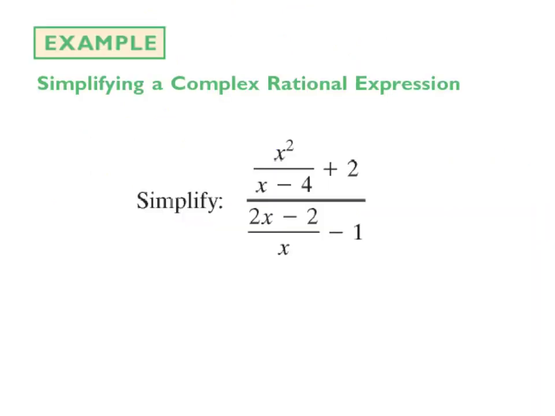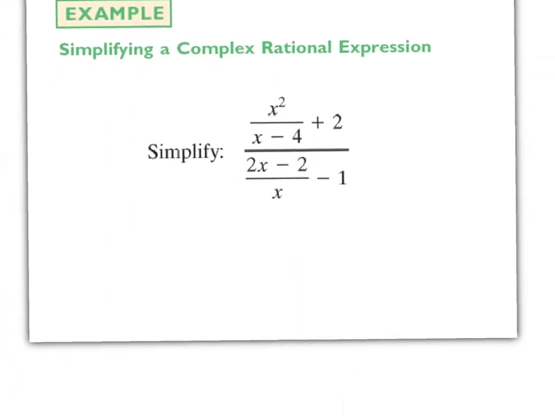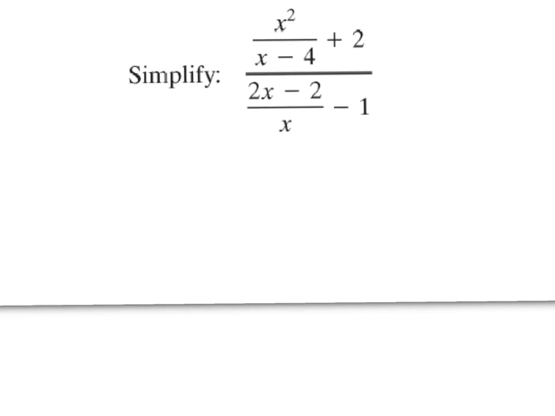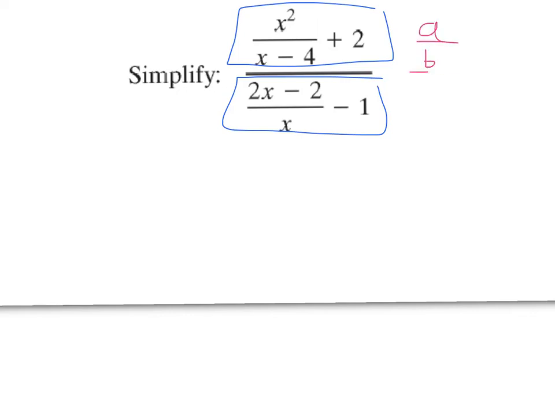All right, we're going to take this last example here. We're going to simplify a complex fraction expression. Well, we need to work on the top first, and then we're going to work on the denominator, and then we're going to use the property that if you have a over b over c over d, it equals a over b times the reciprocal of c over d, which is d over c. Now we're going to use the same thing here.